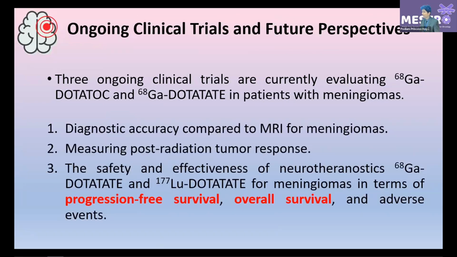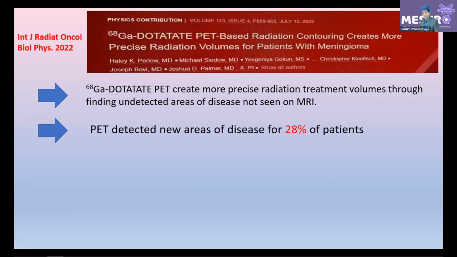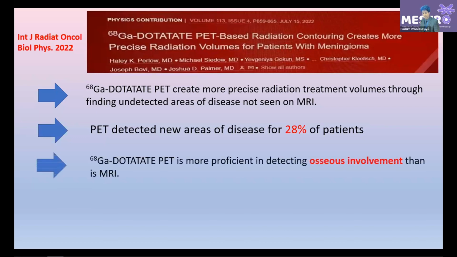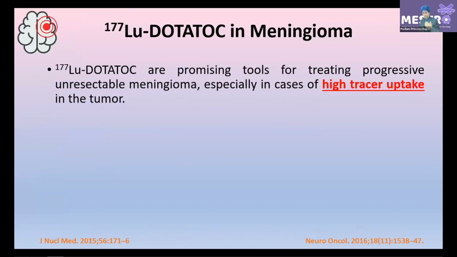There are ongoing trials. There is one recent paper published in ASTRO journals. The PET CT detected new areas in around 28% of the patients, and it is especially helpful if there is osseous involvement. They found a significant alteration in target volume in around three-quarters of the patient plans.